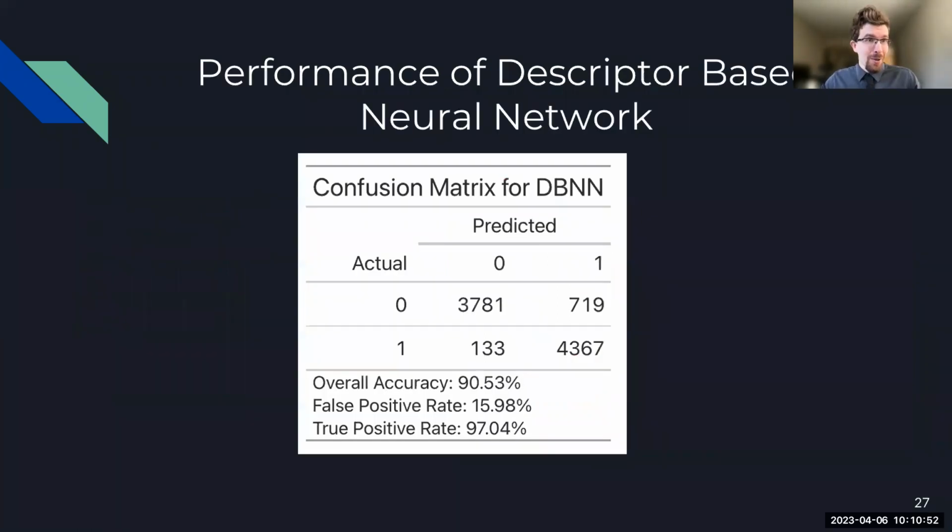This is how our network did. So we tested and trained it on that data, and the results are pretty exciting. We have an accuracy overall of 90.53, which is comparable to CIMIC's. We'll talk about that a little bit later, but a false positive rate of about 16% and a true positive rate of about 97. Really excellent as far as we were concerned. Very, very heartening results.